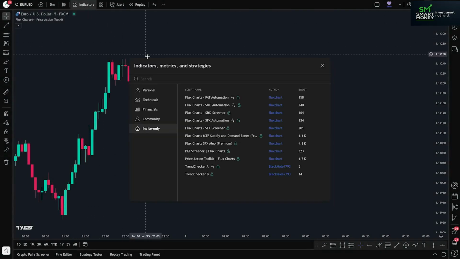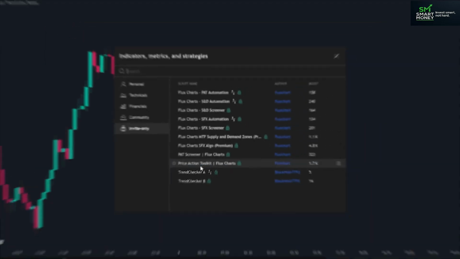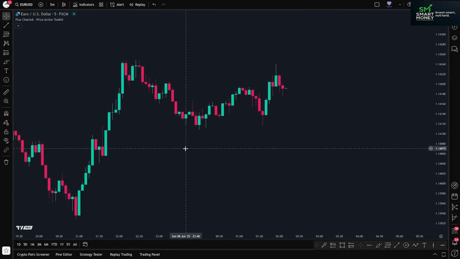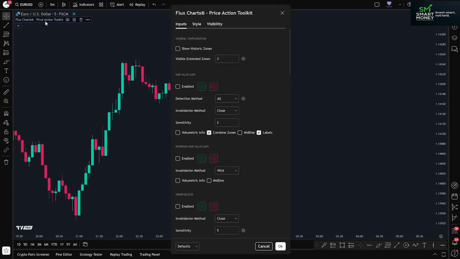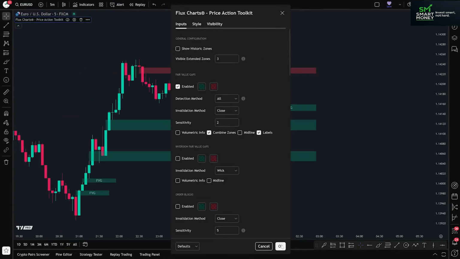The indicator we're looking at is called the Price Action Toolkit, developed by Flux Charts. Let's apply it to the chart. I've already turned off all the features so we can go through each concept one by one. The first concept it marks on the chart is fair value gaps. So let's enable the FVGs and hit OK.